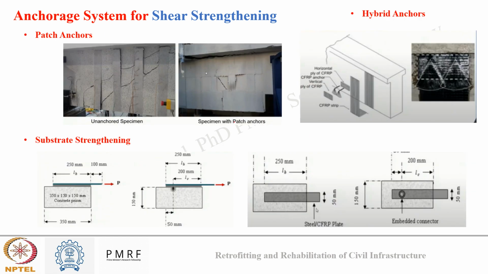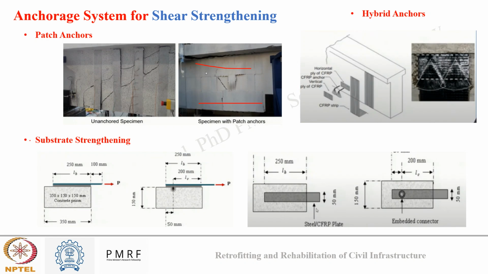Then there is patch anchors. In this, shear cracks are first retrofitted with FRP, and then patching anchors are applied at the top and the bottom of the FRP sheet to improve the bond. And similar can be seen in this image also. There can be a hybrid anchor also, where the first FRP is installed, then FRP spike anchors are used, and then patch anchors are applied over the cover.